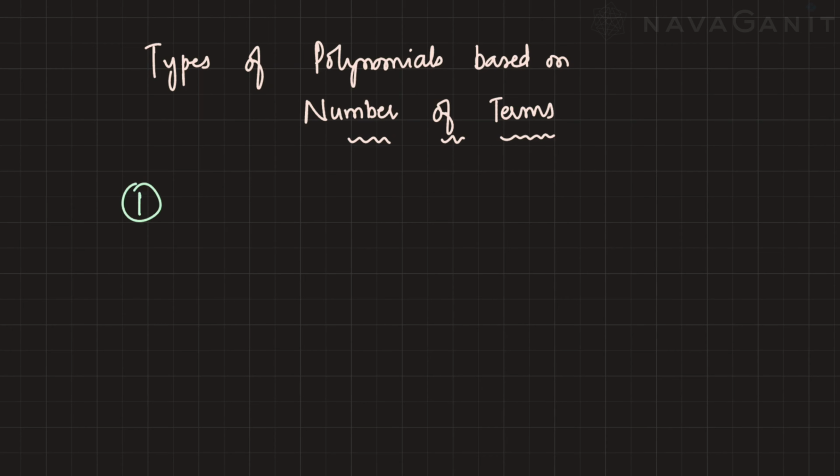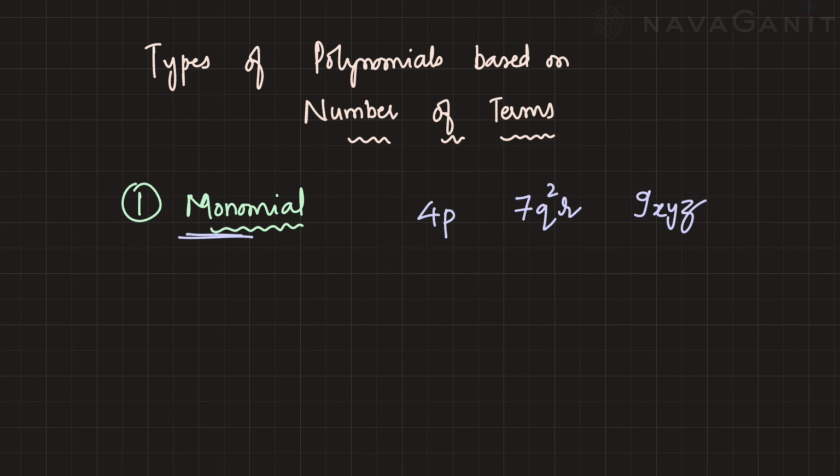First, we have what we call a monomial. A monomial is a polynomial with only one term. For example, 4p is a polynomial and it has only one term, so it is called a monomial. In this, the prefix mono means one. So a monomial has a single term. Similarly, 7q squared r is a monomial because there is only one term. Similarly, 9xyz is a monomial.